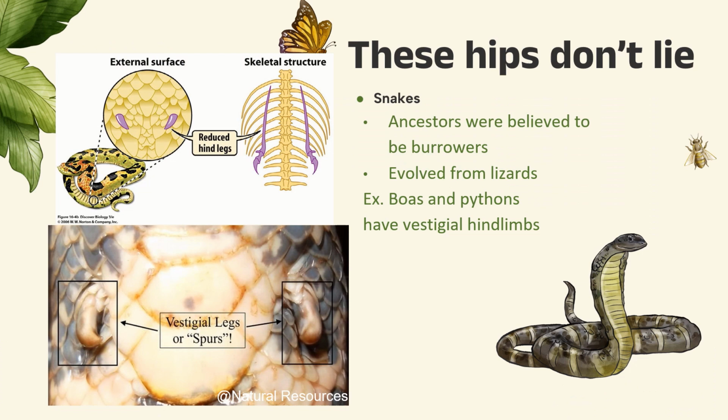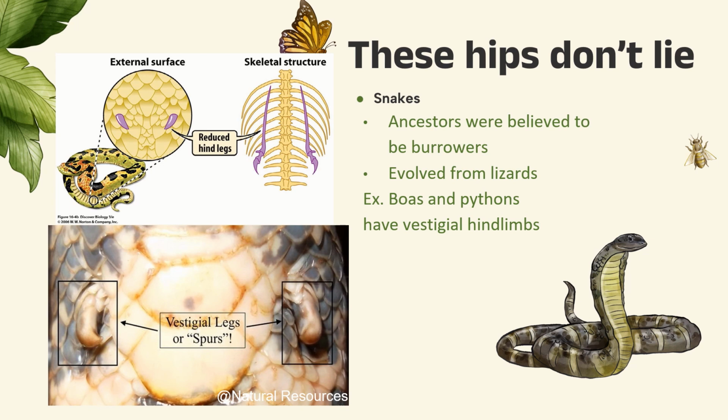So for our first vestigial structure, we're going to talk about snakes, where their hips don't lie. Before snakes were the slithery creatures that we see roaming today, their ancestors were lizards that lived underground. These ancient reptiles spent their days burrowing into the earth, seeking shelter from predators and harsh weather conditions. But as time went on and environments changed, some of these burrowing lizards found that having legs wasn't as useful as it used to be.